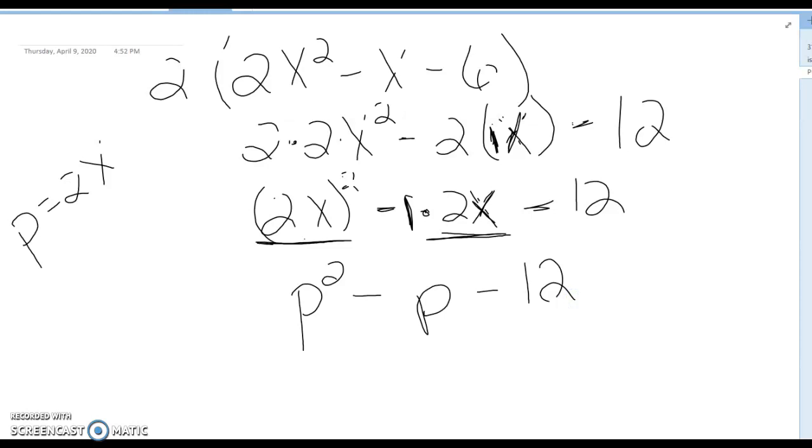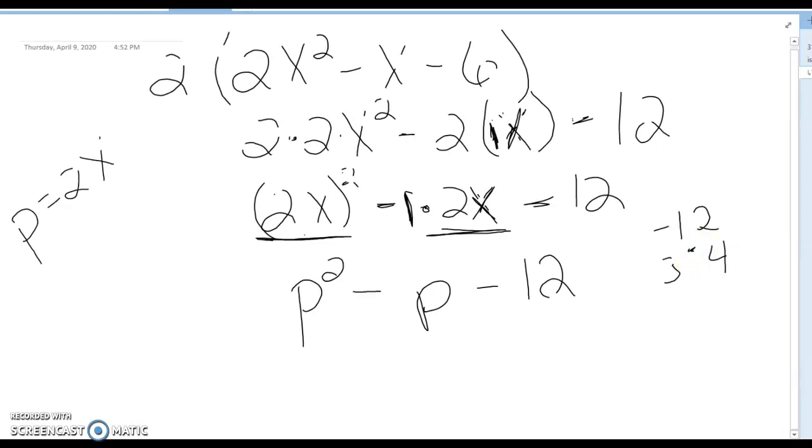And now when I factor this, I'm looking for factors of negative 12 that when they're added together would be negative 1. And I'm getting better at this now, so I'm not going to write every factor, but I could do 1 and 12, 2 and 6. But I know when I get to 3 and 4, 3 times negative 4 is negative 12, and 3 plus negative 4 is negative 1, and that's what I wanted. So this is going to factor into p plus 3 times the quantity p minus 4.